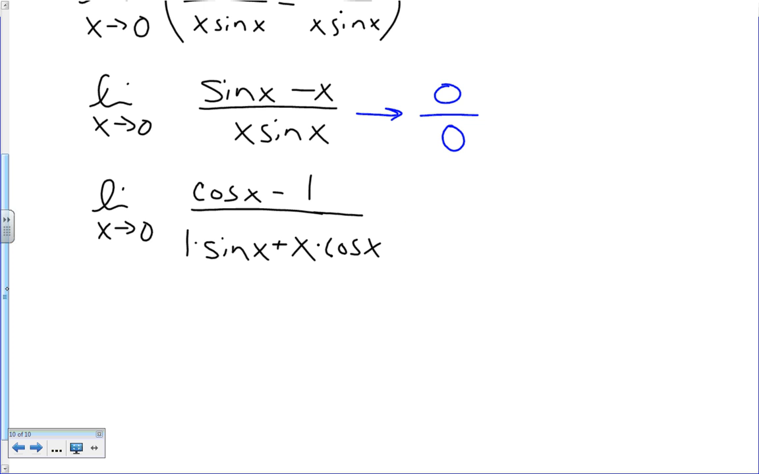And let's see what form we're in. Obviously, if there's something you can easily simplify, do so, but I don't see anything here that we're going to easily simplify. So as x goes to 0, cosine of 0 is 1, minus 1, that's 0. And in the denominator, you have sine of 0 is 0, plus x, which is going to 0, times the cosine of 0, which is 1. 0 times 1, of course, gives us 0, so we still have 0 plus 0 in the denominator, or 0. So we're still indeterminate. So I'll use L'Hopital's again.